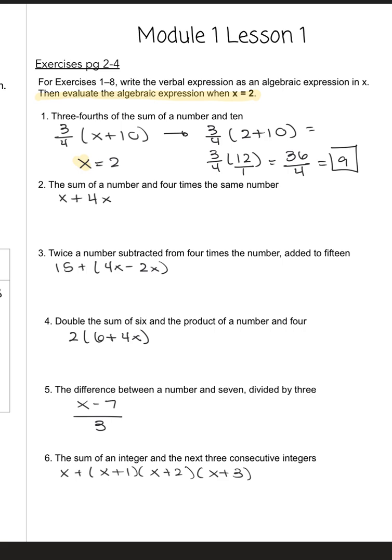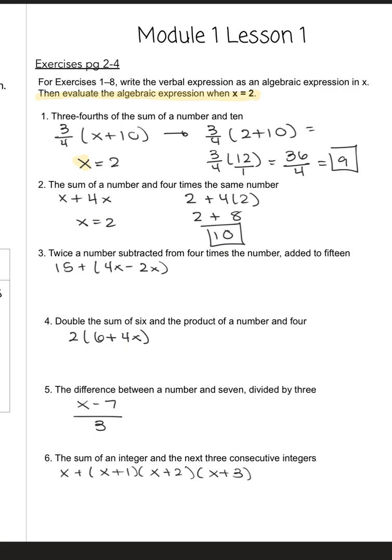All right, so for number 2, again, when x is equal to 2, wherever you see an x, we're going to plug in a 2. So we're going to have 2 plus 4 times 2 using GEMDAS. Again, we're going to do our multiplication first. So we have 2 plus 8, because 4 times 2 is 8. 2 plus 8 is going to give us 10.